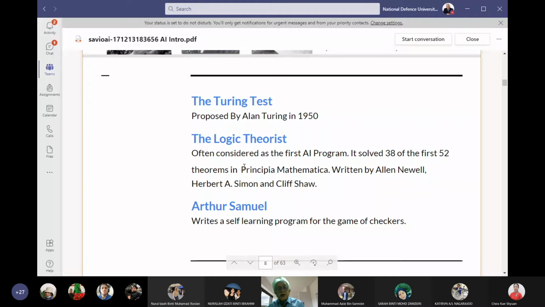So these three scholars wrote an AI program to solve 38 of the first 52 theorems. Principia Mathematica is a set of a few volumes of books written by Bertrand Russell. Bertrand Russell, a professor of mathematics and philosophy at the University of Cambridge. A very intelligent guy.